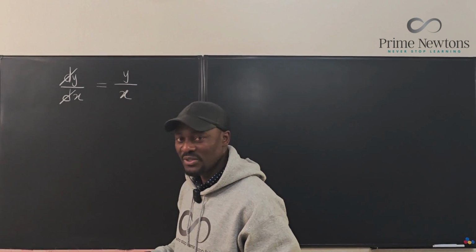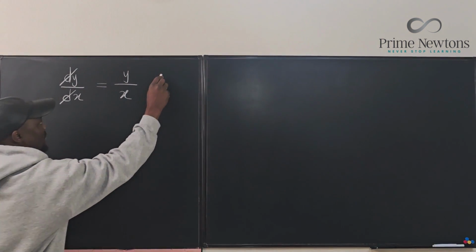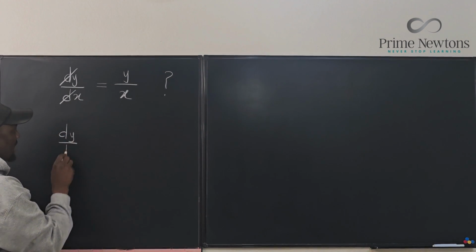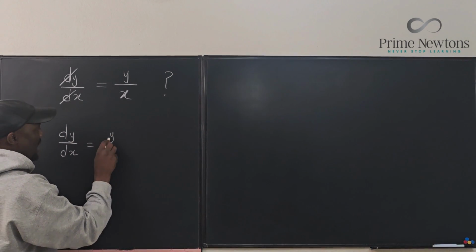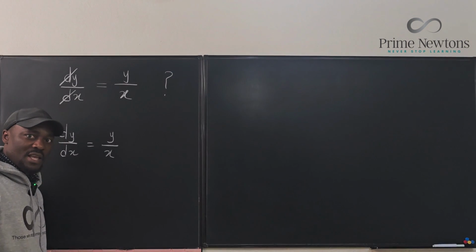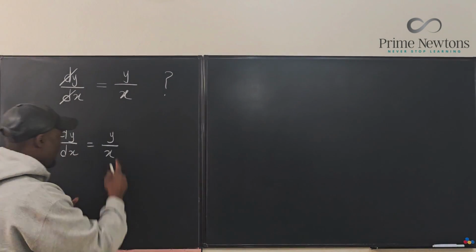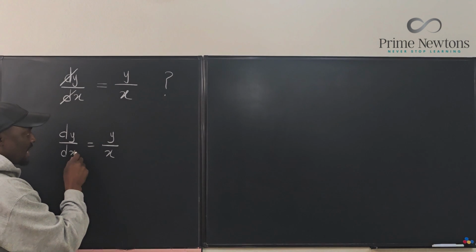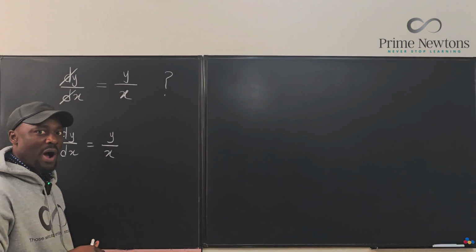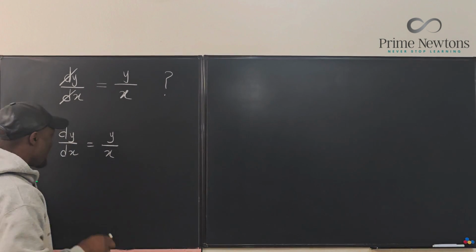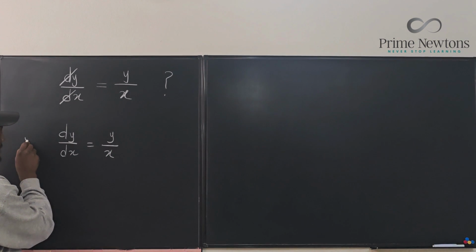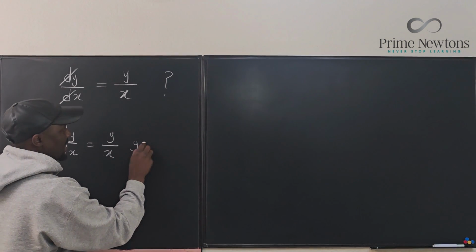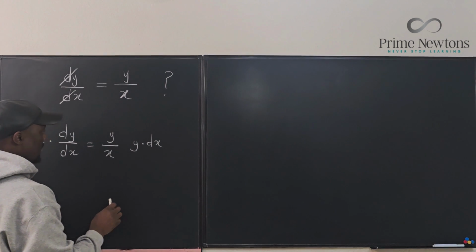So let's try to solve this differential equation. So let's put a question mark actually. So we have dy dx equals y over x. If we bring this y here and bring this x here, okay, so I'm going to multiply both sides by y dx. Okay, so if I multiply this by y dx, and I multiply this also by y dx, see what happens.